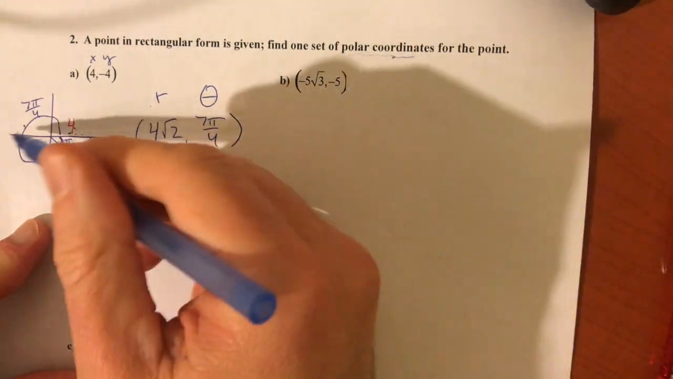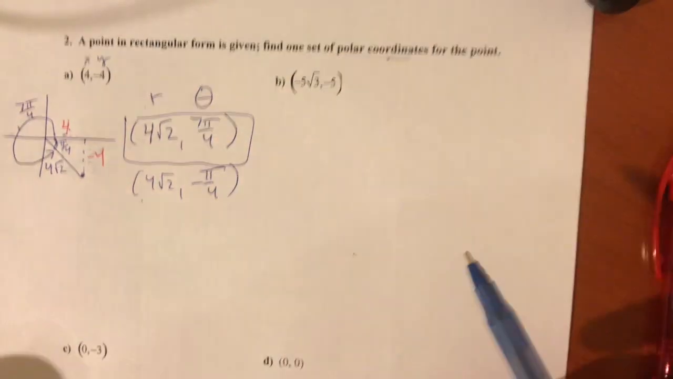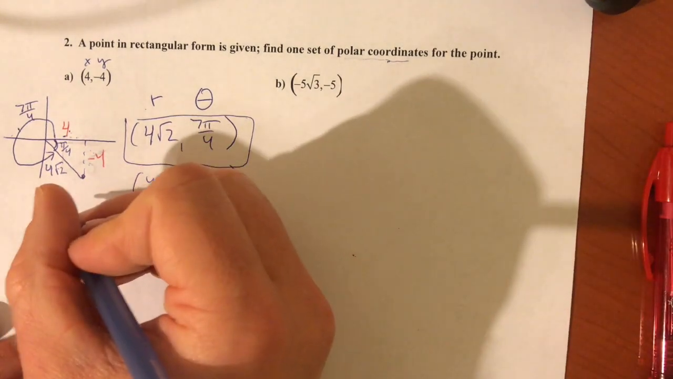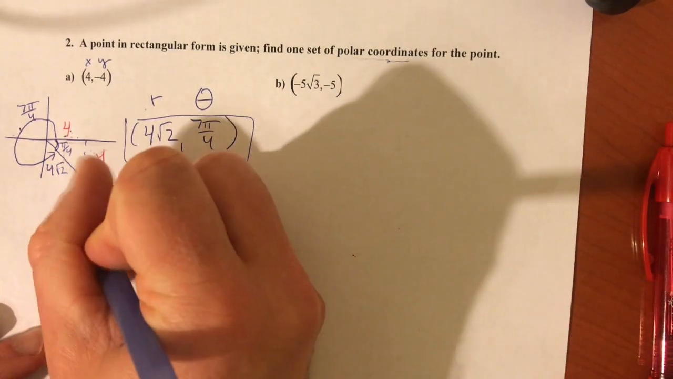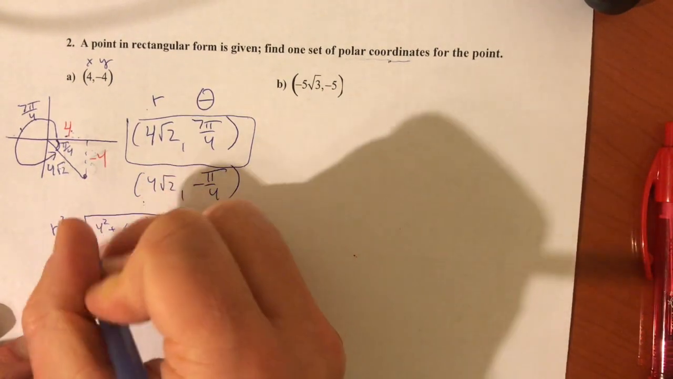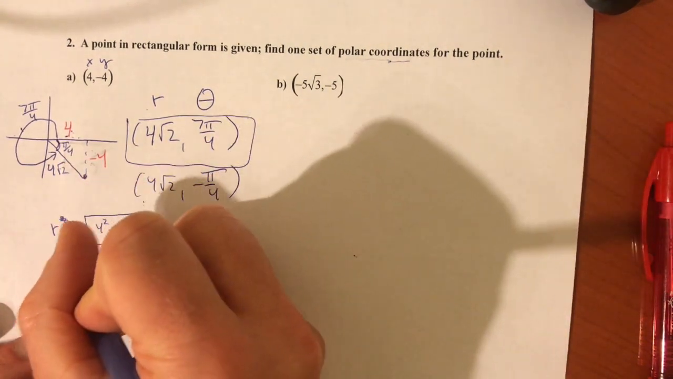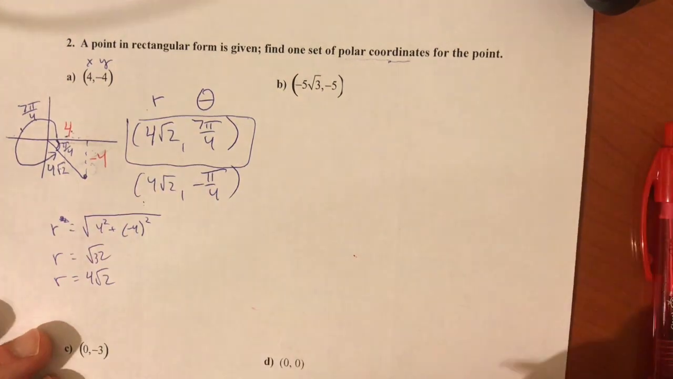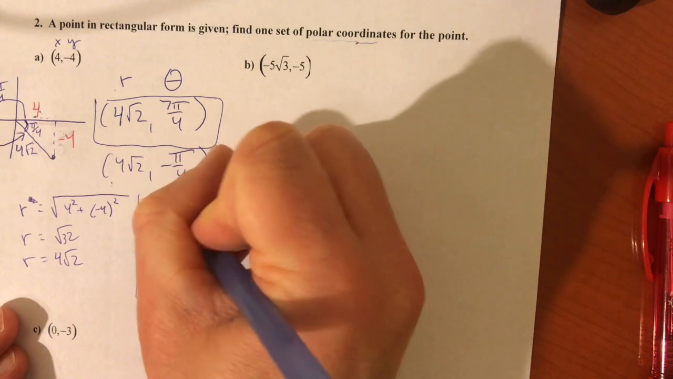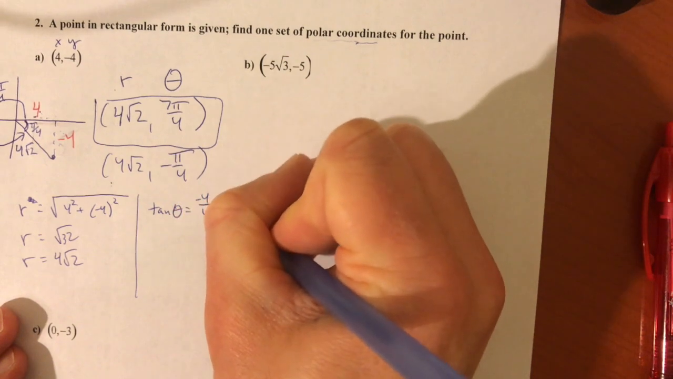You could also mess around and give me a negative r value and a different theta, but these are all perfectly good examples. If you're a person who likes to stick with the formulas, then that's fine too, of course. R squared is the square root of 4 squared plus negative 4 squared, and that of course is 16 plus 16, which is 32. When you take the square root to get r, that reduces to 4 root 2. And then your theta, if you start with tangent of theta, is y over x. Y over x is negative 4 over 4, and that is negative 1.